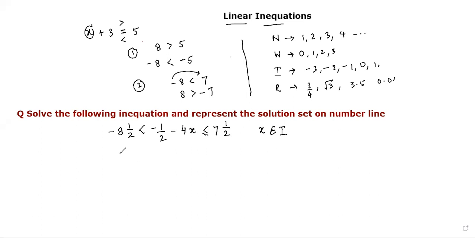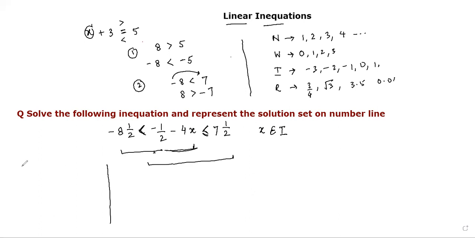Now see, in this inequation there are two less than signs mentioned. This one is less than or equal to, and this one is less than. There are two inequations hidden here. One is from this point up to here, and the second one starts from here and ends here. So there are two inequations. Let me divide this and write the two linear inequations.